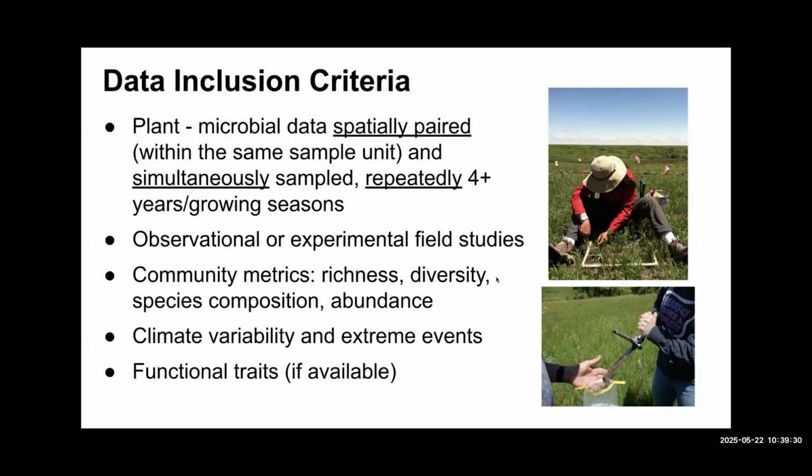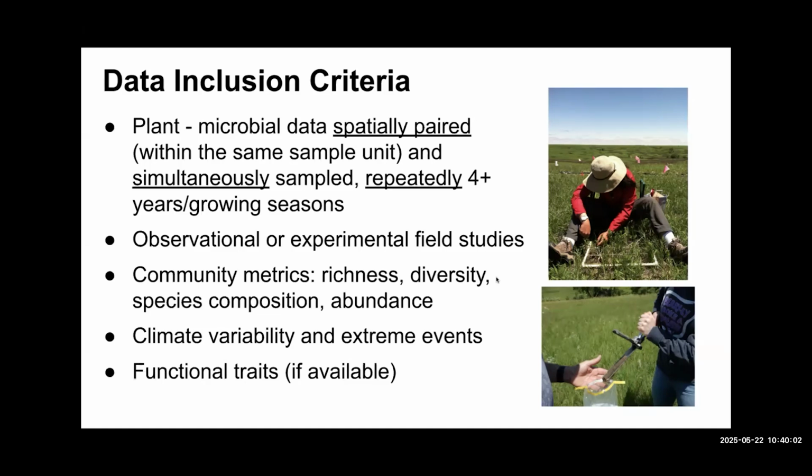We also know, of course, that plant and microbial communities fundamentally operate on different timescales, and they can also respond at different paces to environmental change. So we opened up our interests to both observational and experimental field studies. And because we're interested in communities fundamentally, we were looking for any metrics that related to richness, diversity, or the composition or abundance of species that were present in sampled communities.